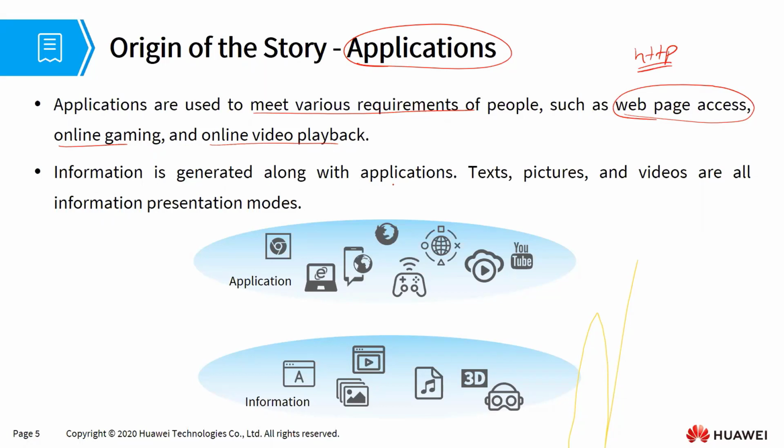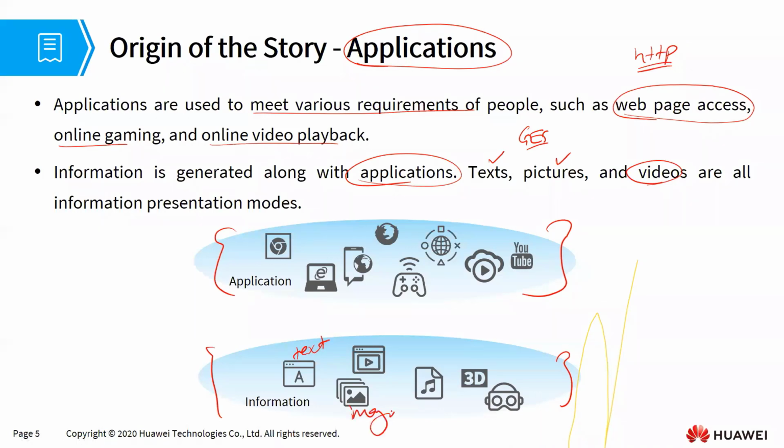Information is normally going to be generated every time those applications are used. When you send a GET request to a web server, there is information that's going to be generated. This information can be in the form of text or pictures or even videos, but all these are just ways of presenting information. So with all the different applications you're using over the network, there are several kinds of information that are going to be generated. It could be text information, it could be image information, it could be sound information, it could be 3D, it could be virtual reality information, it could even be video information.